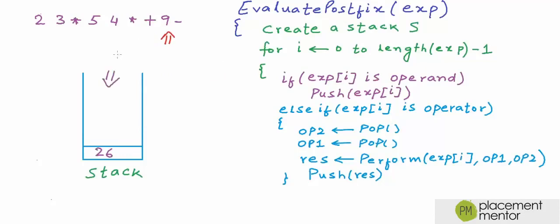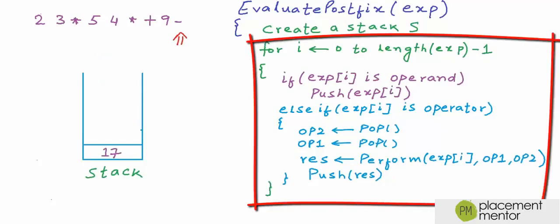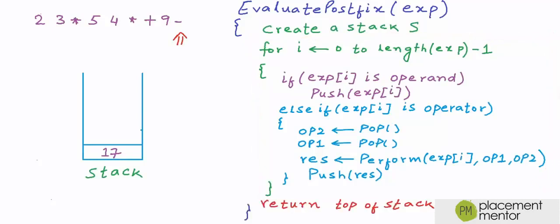Now it's 9 which will go in. And finally we have this subtraction. 26 minus 9, 17 will be pushed onto the stack. At this stage we will be done with the loop. We are done with all the tokens, all the operands and operators. The top of stack can be returned as the final result. At this stage we will have only one element in the stack, and this element will be my final result.